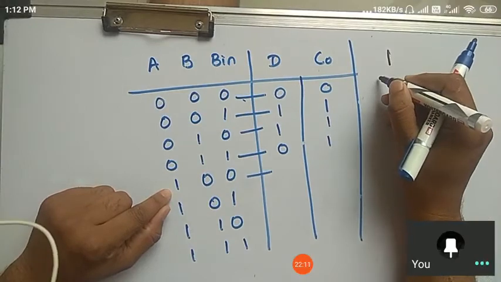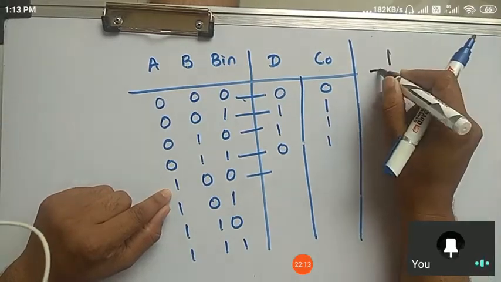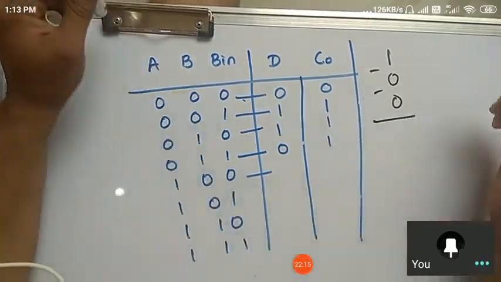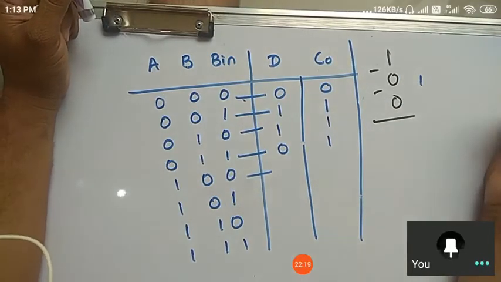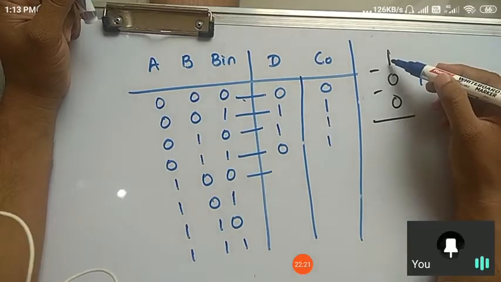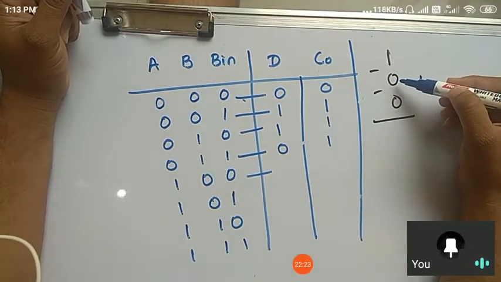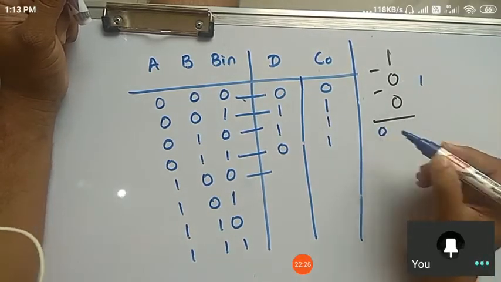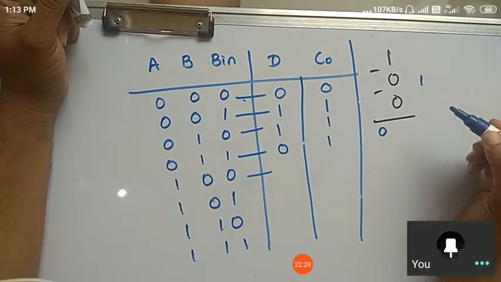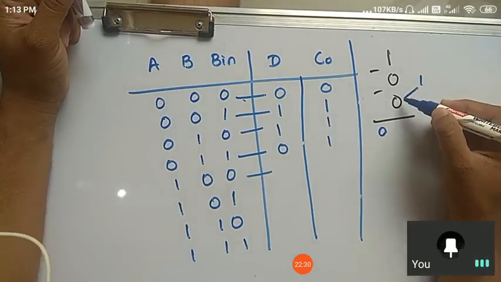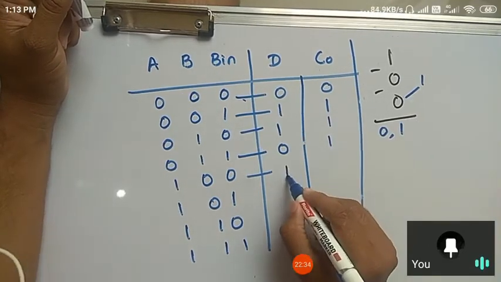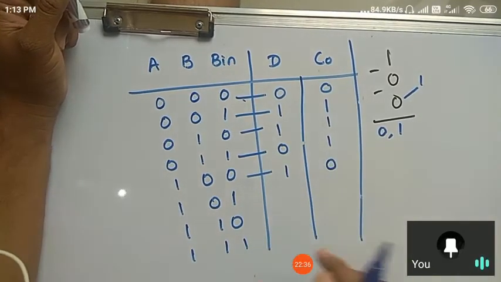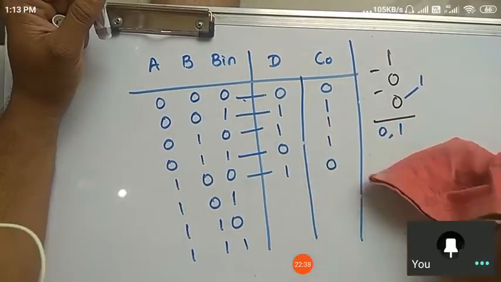Next case 1 0 0. Now 1 minus 0, what is the difference? 1. But now A is greater as compared to B, so borrow will not be generated. 1 minus 0, difference is 1, right? So difference is 1, but borrow is not generated in this case, right?